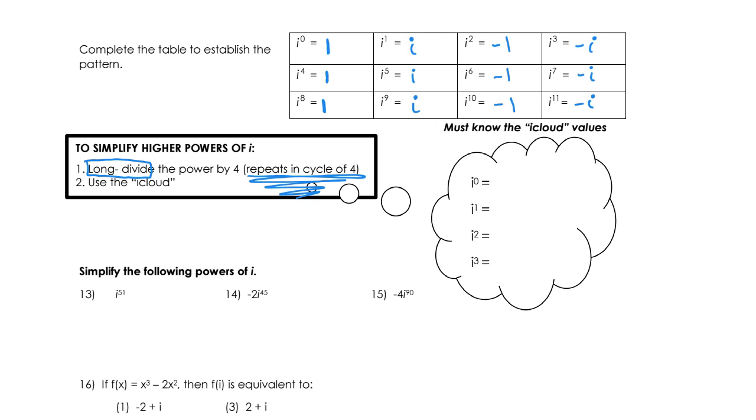All right. And so I use what I like to call the iCloud. All right. Kind of like what your iPhone has. All right. So what I do is anytime I'm doing these higher powers of i, I kind of draw this little cloud, this little bubble, and I put the 4 basics that we have to know in there. All right. First one's easy. Anything to the 0 power is 1. Okay. Anything to the first power is itself.